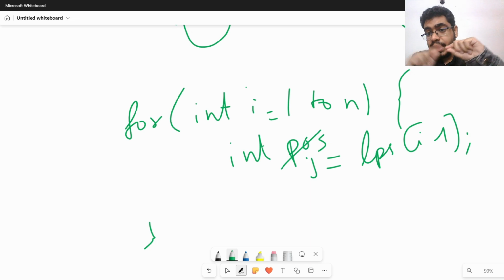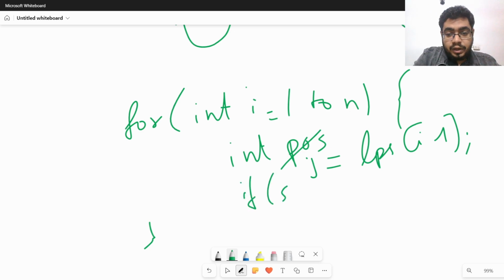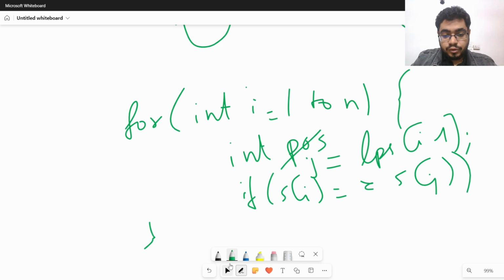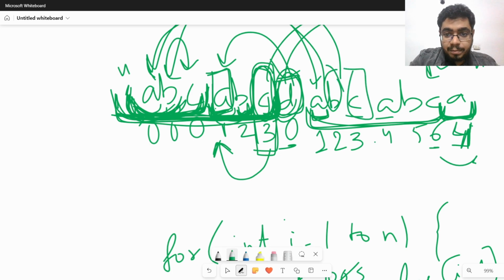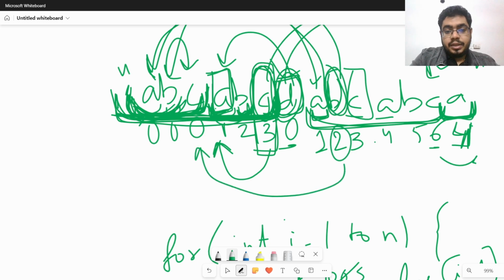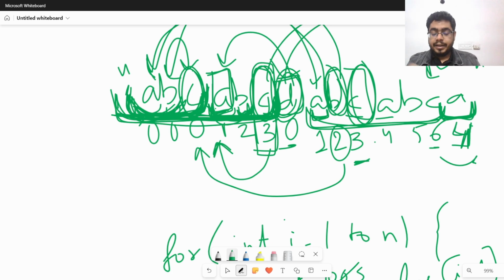If the jth character now matches with your ith character, then that means it's the next character in the line. So if my s of i matches with my s of j, what is this case? If you think about it, this is the case of, let's say, this C. So we look at LPS of i minus 1, which is this 2, position number 2, which is this C. If s of j matches with s of i, then this is the next character in line and I can directly do plus 1.